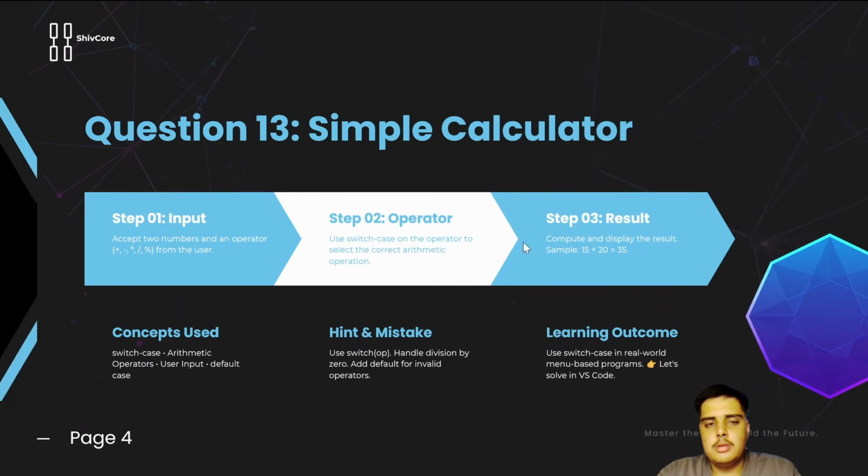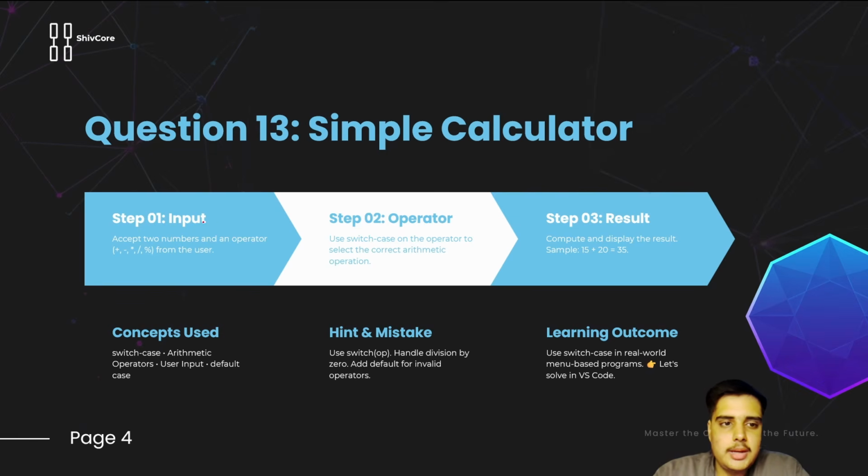So now coming to the next question, question 13, which is simple calculator. In this question we have to accept two numbers and an operator from the user, and then we use switch case on the operator to select the correct arithmetic operation, and the last step is to compute and display the result. Like say if 15 plus 20 is given, then the output 35 should be shown.